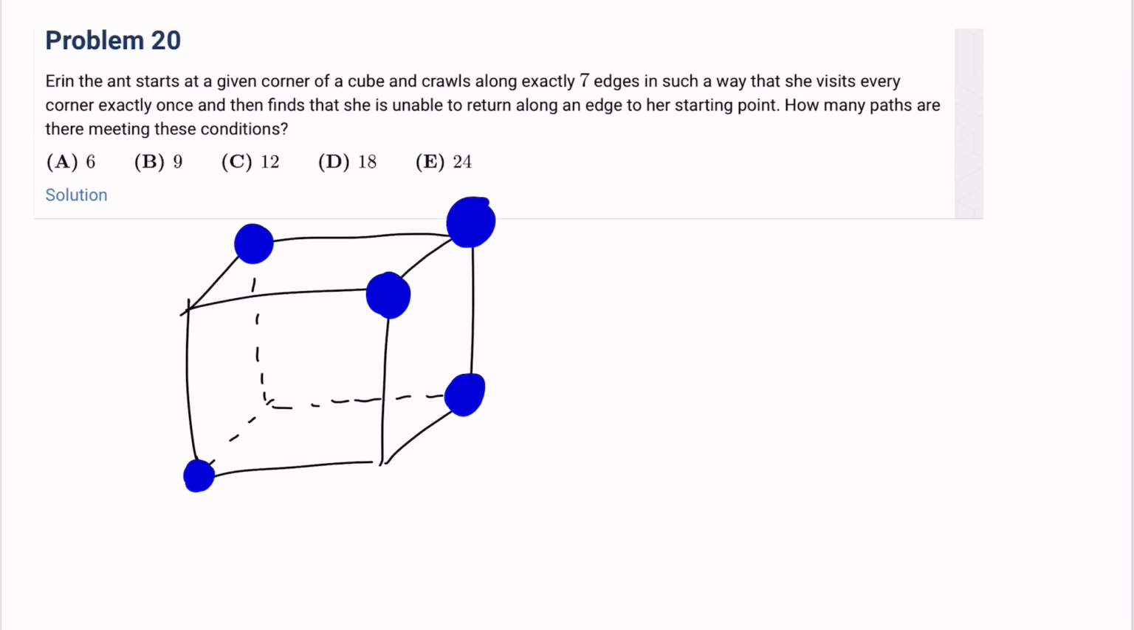But if we see, these points all have kind of the same characteristics, right? Because they are all 2 edges away from the starting point, right? For Erin to crawl along all 7 edges in a way that she visits every corner exactly once, going to these points at the end of her journey is impossible, right? So Erin cannot end at these 3 points. Erin must start at one point and end at the exact opposite point, right?